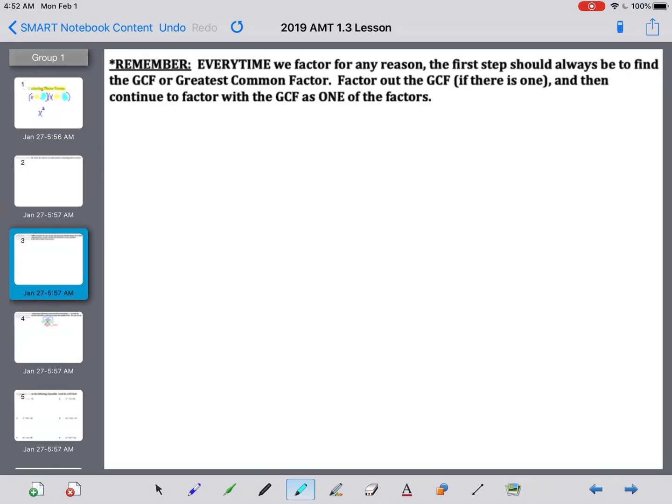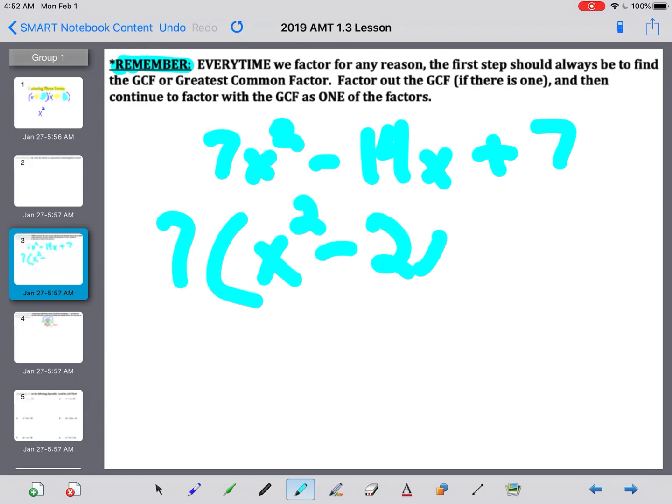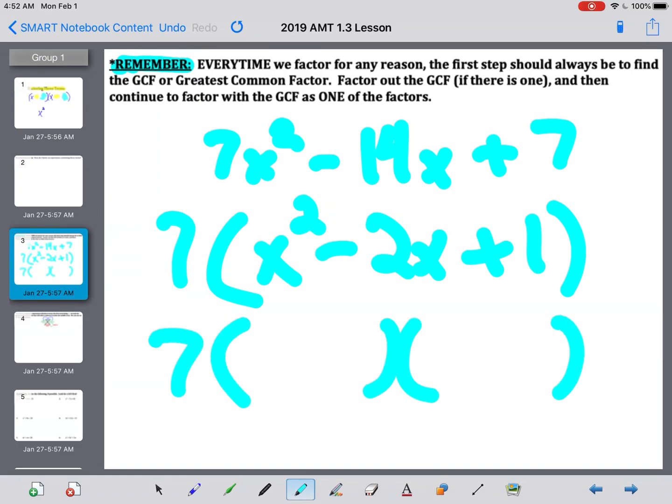So one thing to keep in mind is that before we start doing a process to break it into two binomials, we should always see if there's a GCF involved. If there is, we take that out. So for example, let's say I have 7x squared minus 14x plus 7. I see that 7 goes into each. I would factor that out like I've done in the past, and then try to break down that trinomial. Remember, a three-term expression is called a trinomial. So that's going to be our process here.